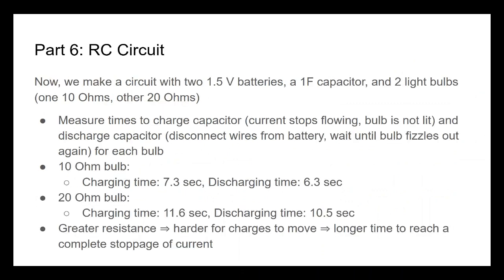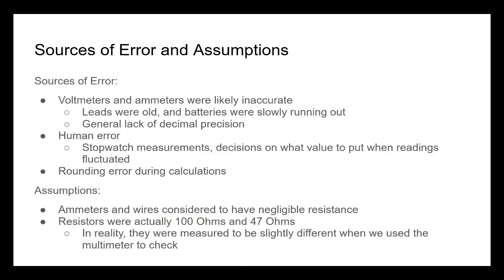Next, we constructed the RC circuit with two 1.5 volt batteries, a 1 farad capacitor, and two light bulbs. One had 10 ohms of resistance, and the other 20. We measured the time to charge the capacitor and discharge the capacitor, and this was longer for both for the 20 ohm bulb versus the 10 ohm bulb, which makes sense because when you have a greater resistance, it's harder for the charges to move, and so it takes longer for the current to completely stop. So there were some sources of error.